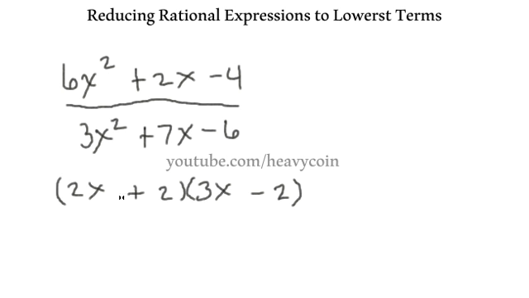So we have, now if you multiply all this out, we should get what's in the numerator up here. 2x times 3x is 6x squared. 2x times negative 2 is negative 4x. Let me just do a little side work over here so we don't lose track. Negative 4x, and then 2 times 3x is 6x. And of course that's going to add to 2x, and that's what we get right here. And then 2 times negative 2 is negative 4. Okay, good.